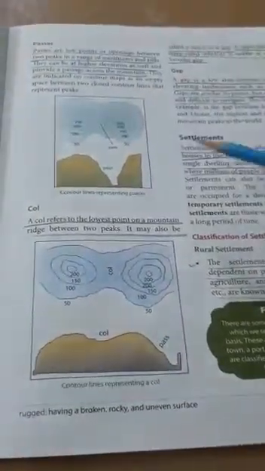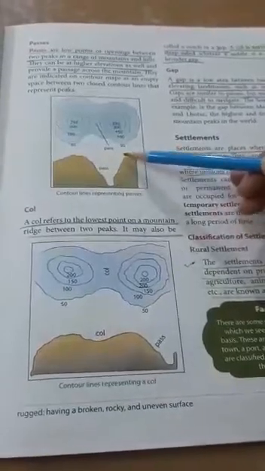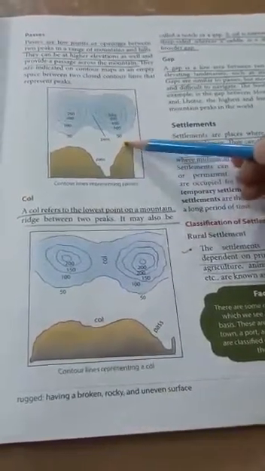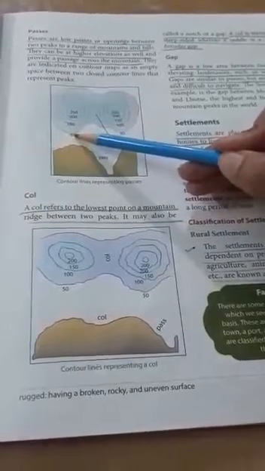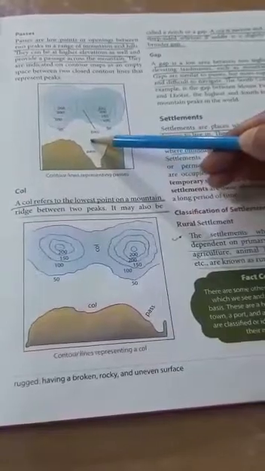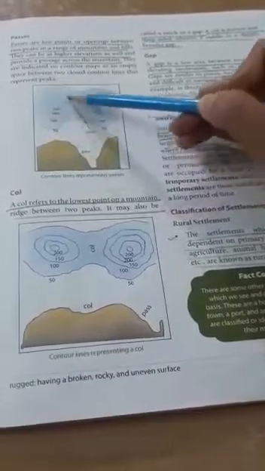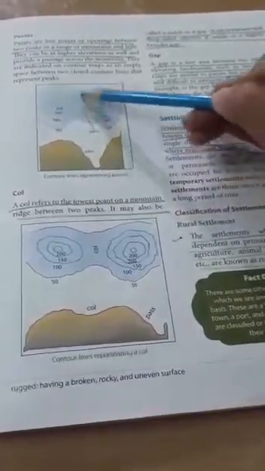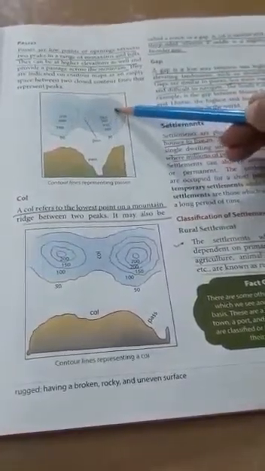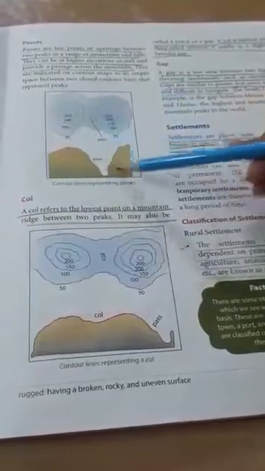Next topic is passes. Now, what are passes? Passes are low points or openings between two peaks in a range of mountains and hills. They can be at higher elevations as well and provide a passage or a way across the mountain. They are indicated on contour maps as an empty space between two closed contour lines that represent peaks.